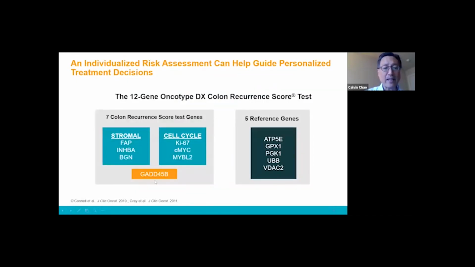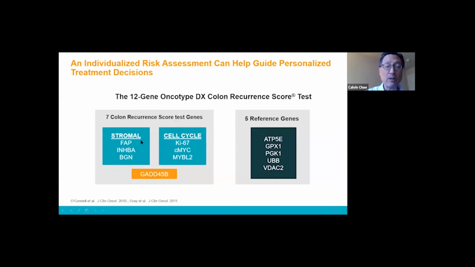The colon cancer assay has 7 recurrence score test genes representing 3 separate groups. And the cell cycle genes are proliferation genes correlating with worse prognosis. But importantly, I think the stromal genes are worth mention because these, when highly expressed, represent the host's immune response. So we know that there are other tests available that measure strictly the immune response of the host, but the Oncotype DX actually bakes that into the assay.